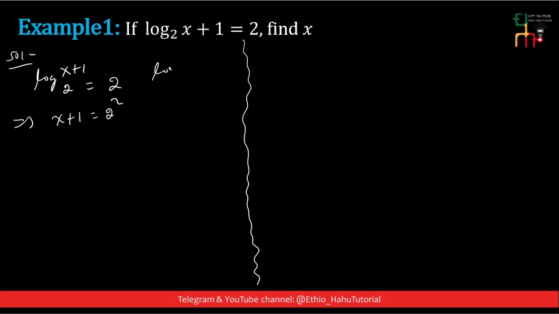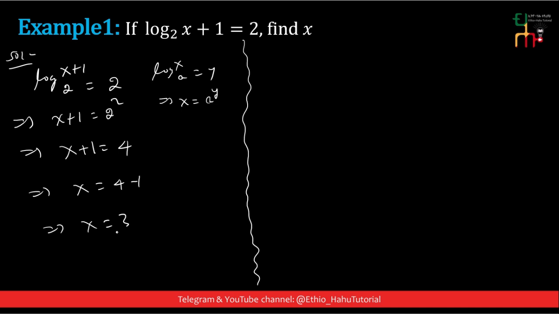That means logarithm of x to the base a is equal to y means x is equal to a to the power of y. By this, x plus 1 is equal to 2 to the power of 2, and this implies x plus 1 is equal to 4. And this implies x is equal to 4 minus 1, so x is equal to 3.